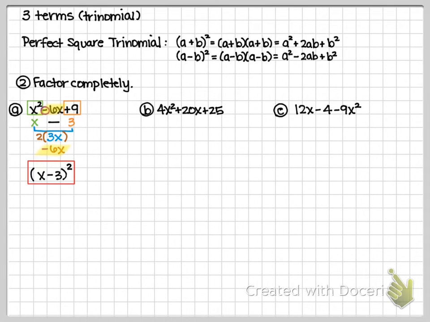So let's take a look at B. It's a bit more complicated, but it's okay. I think we can do this. So take the first one and square root it. So that's 2x. Take the last one. Make sure it's positive, and square root it. That's a 5. All right, let's do the same thing we did before. We're going to take these two guys and multiply them together. That's going to give me 10x. Then I'm going to double it, so I'm going to times it by 2.